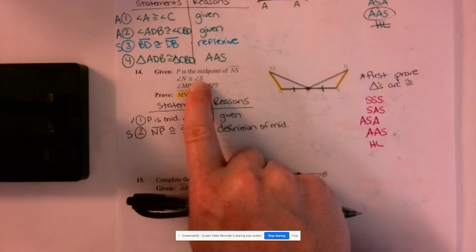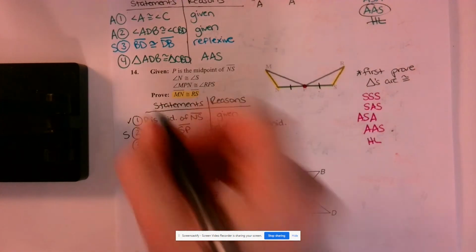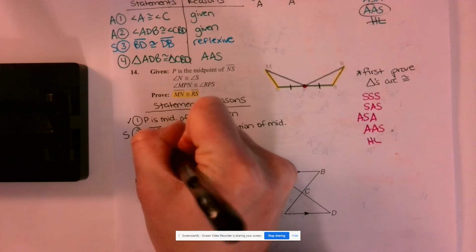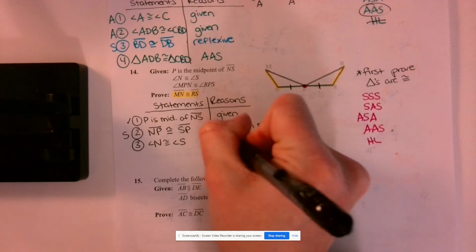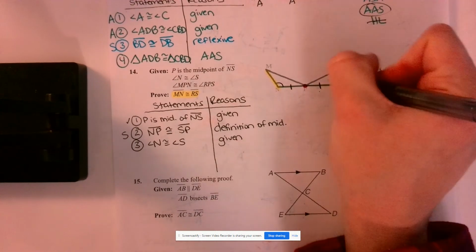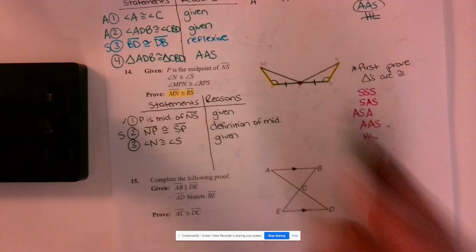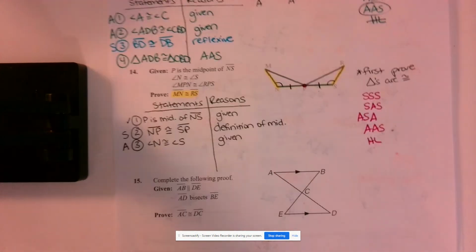Let's go ahead and put in our second given. So this will be our third statement. Angle N is congruent to angle S. I'm going to go ahead and mark that in our picture. Angle N is congruent to angle S. That gives us one pair of congruent angles.